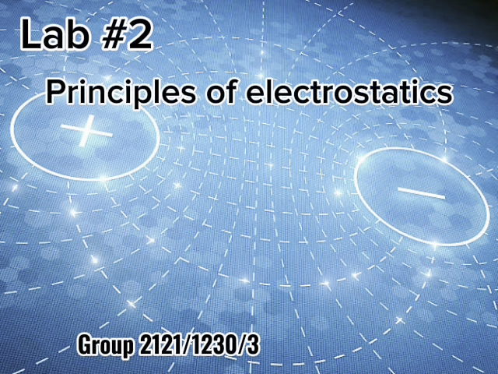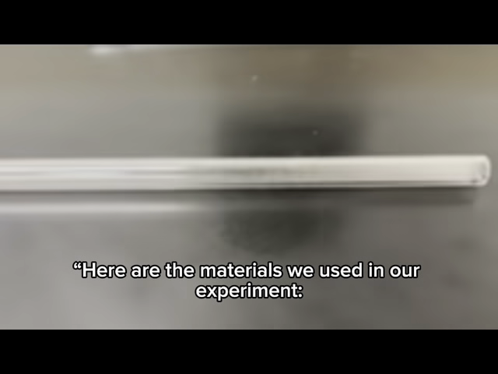The purpose of this lab is to explore different charging methods and observe how charged and neutral objects interact under various conditions. This experiment is significant because it demonstrates the underlying principles of electrostatics hands-on, reinforcing theoretical concepts with observable interactions. It also highlights the role of charge transfer and polarization in determining whether objects attract or repel one another. Here are the materials we used in our experiment.